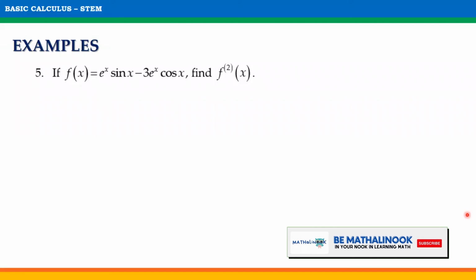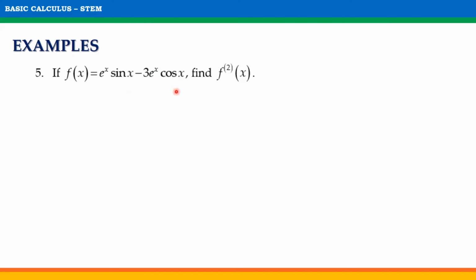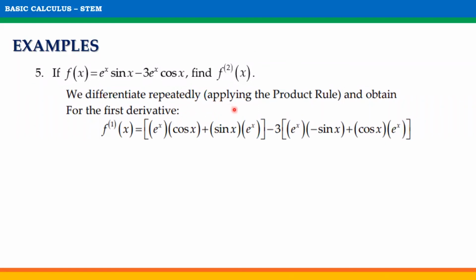For our last example, if f of x is equal to e raised to x sine x minus 3 e raised to x cosine x, find the second derivative of f of x. We differentiate repeatedly, applying the product rule, and obtain the first derivative to be e raised to x times cosine x plus sine x times e raised to x, minus 3 quantity e raised to x times negative sine x plus cosine x times e raised to x. Notice that we have applied the product rule on the first and the second term.